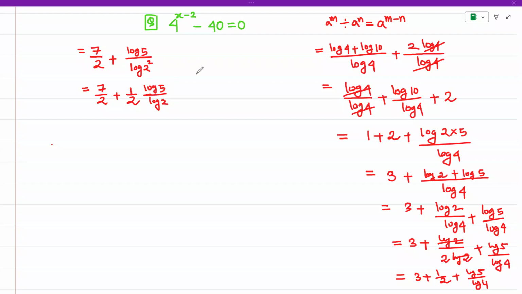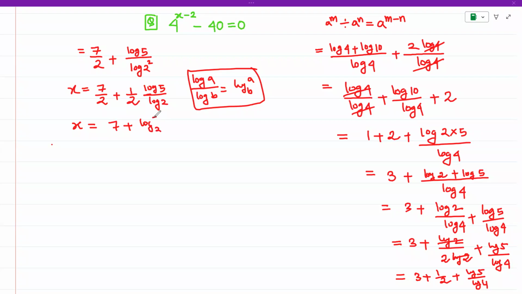Now we use the change of base rule, which is log A divided by log B equal log base B of A. So x equal, we can write that 7 plus log base 2 of 5 over 2.